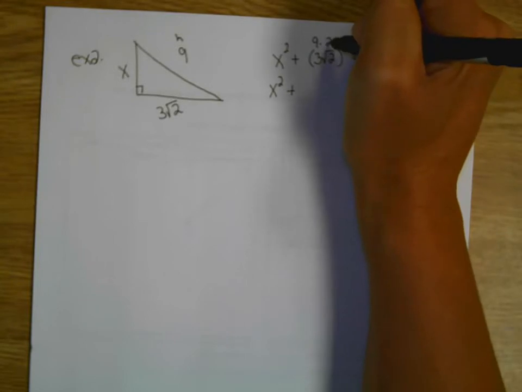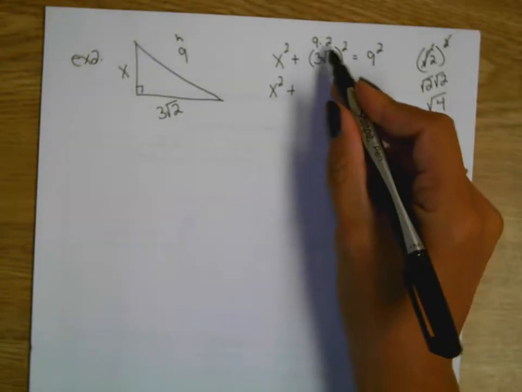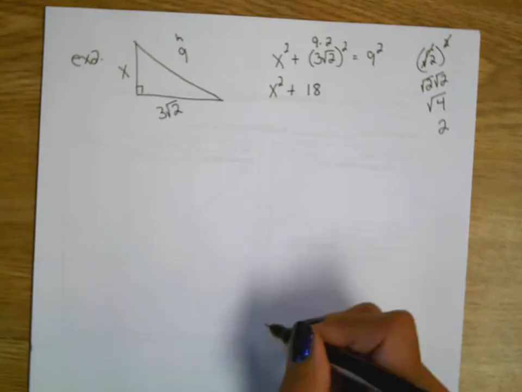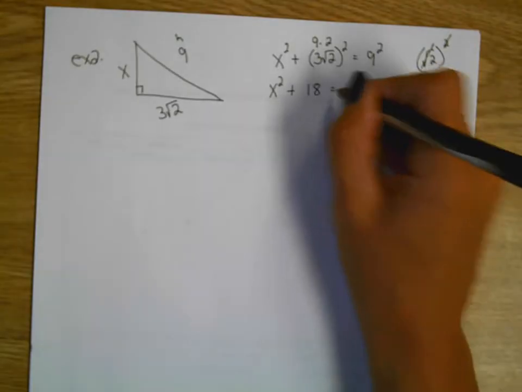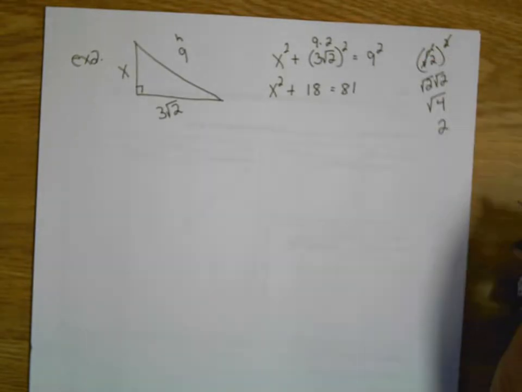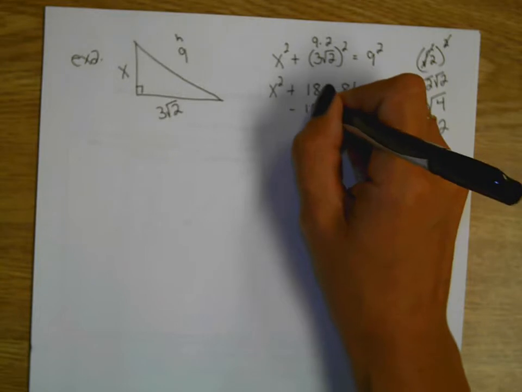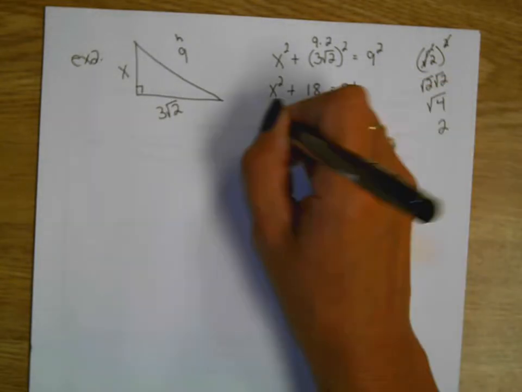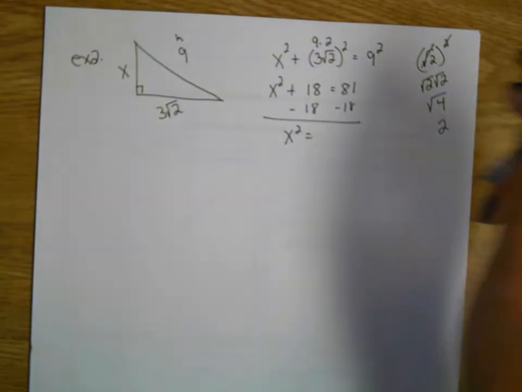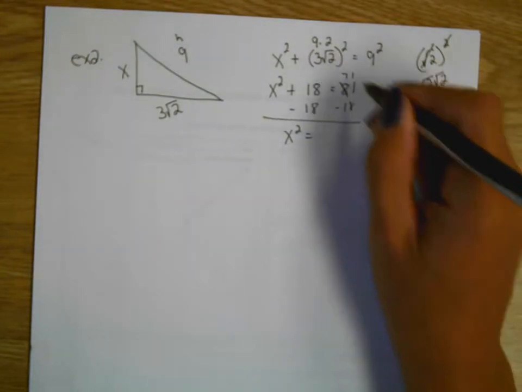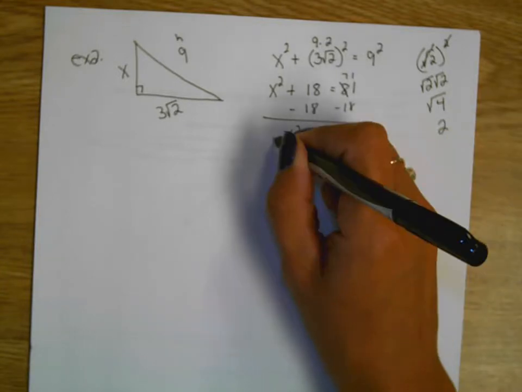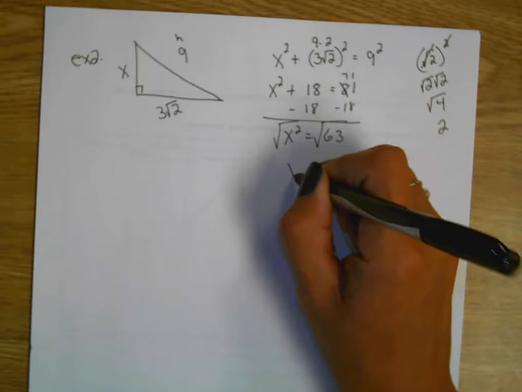So what we actually have, after we square both numbers, is 9 times 2. What's 9 times 2? 18. No calculator needed. 81. And now we subtract. 63. We're going to square root 63.